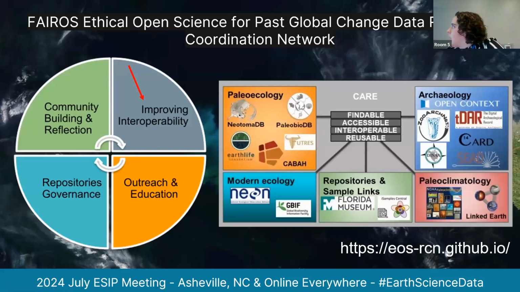And so just briefly, what is the FAIROS Ethical Open Science RCN? This is a 3-year NSF funded grant that brings together data practitioners across several paleoecological and archaeological data resources to improve interoperability and reproducibility and to advance data curation and stewardship for these communities. In particular, we're doing this by trying to chart a path forward for better implementation of FAIR and CARE principles within some targeted data resources. We're really trying to reach across these silos of excellence that Alicia was referencing earlier.